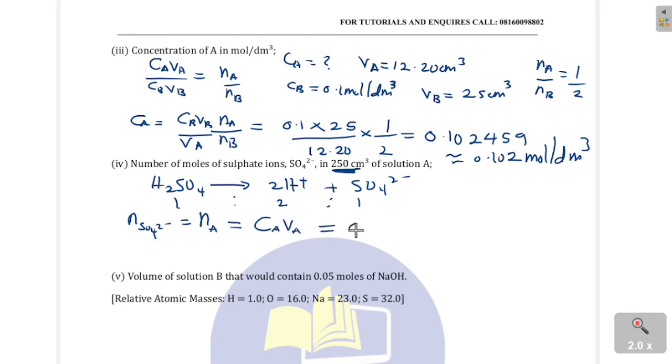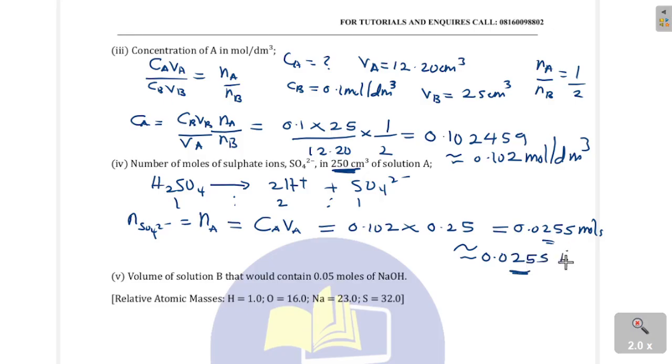The concentration of acid is given to be 0.102, multiplied by the volume in this question, 250 cm cube. Converting to dm cube, we get 0.25 dm cube. So we have 0.102 multiplied by 0.25 to get the number of moles of acid, which is the number of moles of SO4 2 minus in this 250 cm cube. This gives us 0.0255 moles. That will be the number of moles of acid. In 3 significant figures, it is still 0.0255.